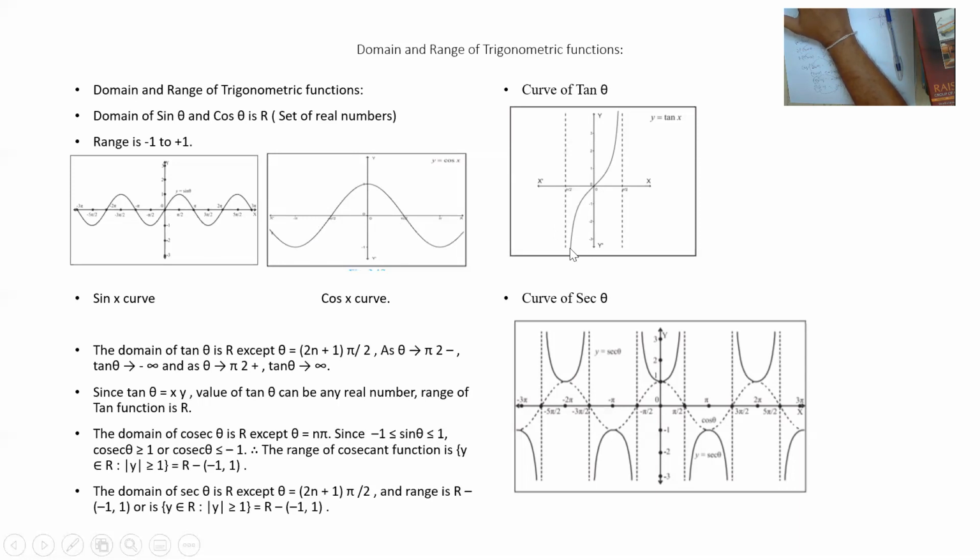So as we go to 90, tan will be infinity. As we go to plus 90 or minus 90, tan goes to infinity.